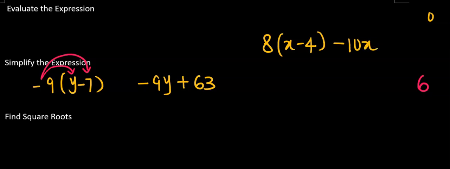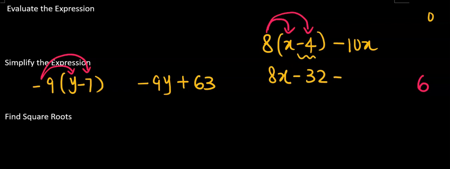Let's practice the distributive property. 8 times x, 8x. 8 times -4, -32. Copy down -10x. Oh, that's what we talked about earlier. We have 2 like terms. Therefore, our next step, we're going to combine like terms.